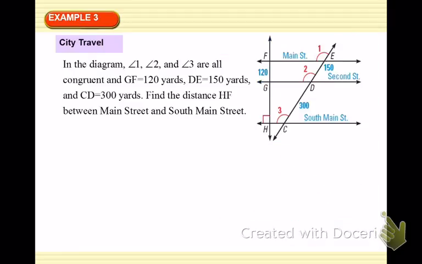This first example. In the diagram, angle 1, angle 2, and angle 3 are all congruent. Okay? And GF is 120 yards, DE is 150 yards, and CD is 300 yards. Find the distance between Main Street and South Street. So Main Street being here, South Street being here, the distance we're looking for is HF, right? We're looking for HF and not CE.